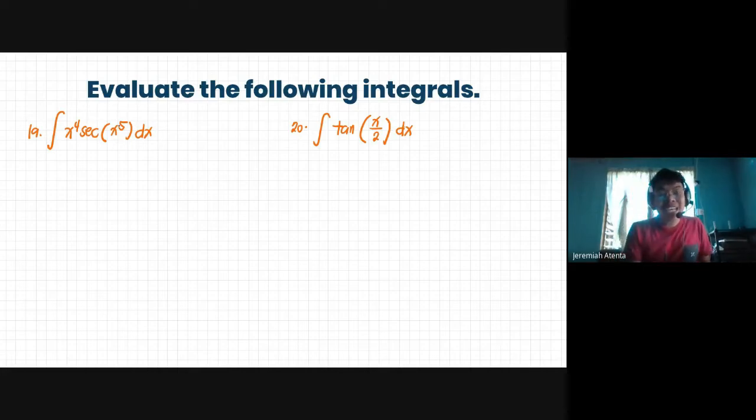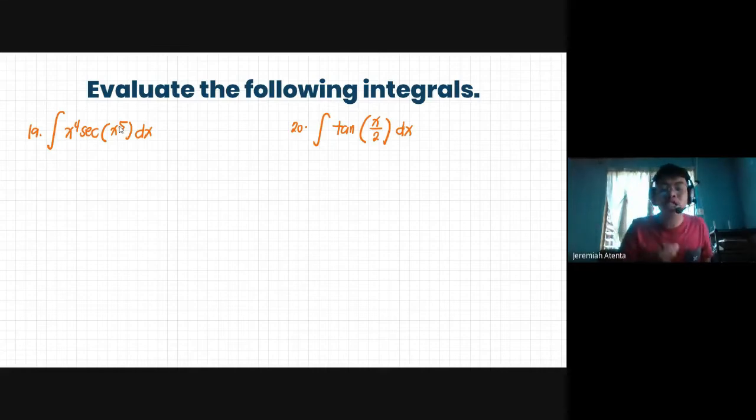Now, if that is the case, we know from our previous slide that the integral of secant is equal to ln of secant x plus tangent x plus c. And that is absolute value, right? Now, in this case, you don't see any absolute value. So it is not advisable if you are going to let u be equal to secant.